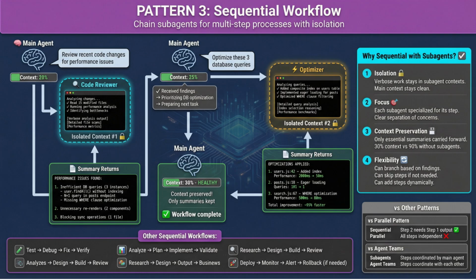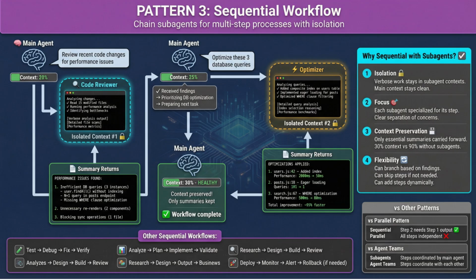The key difference from parallel research is the dependency chain. Each step depends on the previous step's output, so you can't run them in parallel. But you still get isolation benefits. The verbose analysis from the reviewer stays in its context. The detailed optimization work stays in the optimizer's context. And your main conversation only carries the essential information. This pattern works for any multi-step process, like research then implement, analyze then refactor, or test then debug.